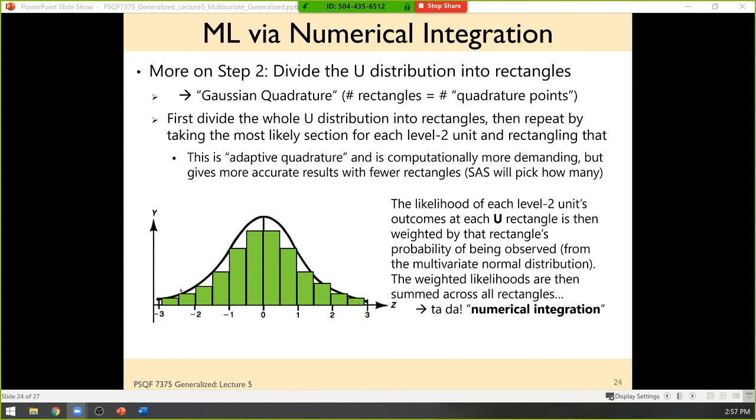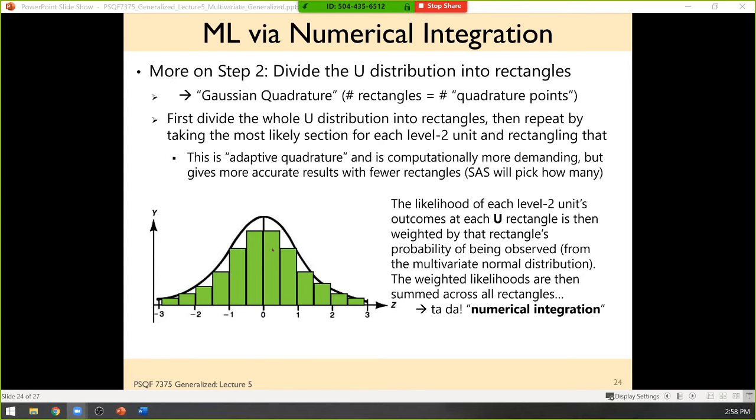So adaptive Gaussian quadrature, which is what this is called. Gaussian means that we're assuming the random intercept has a normal distribution. You have to assume that, by the way. The software won't let you get around that for the most part. The number of rectangles you're using to divide up this distribution into possible values is known as the number of quadrature points. That's also something your software will tell you in the documentation.